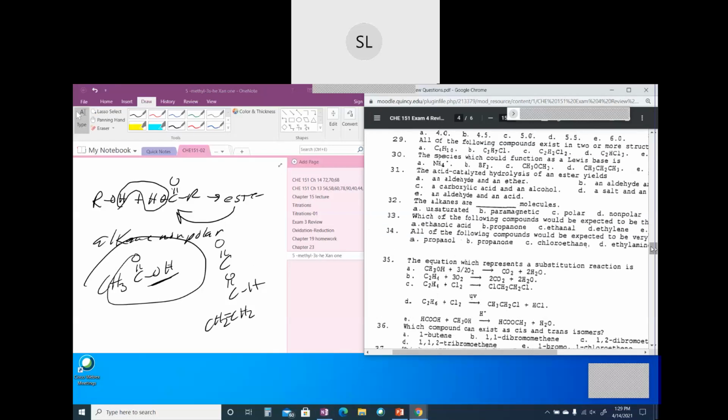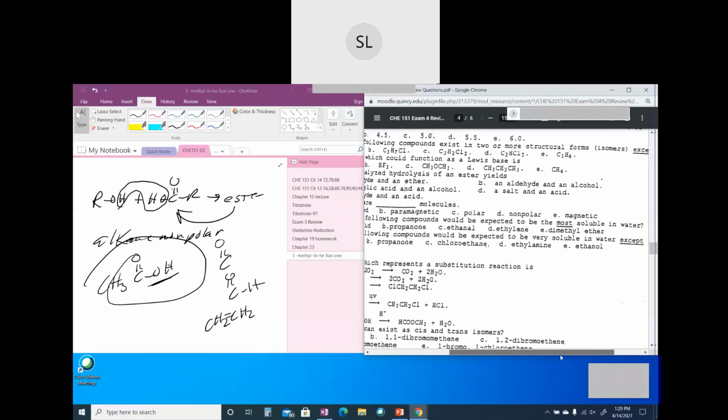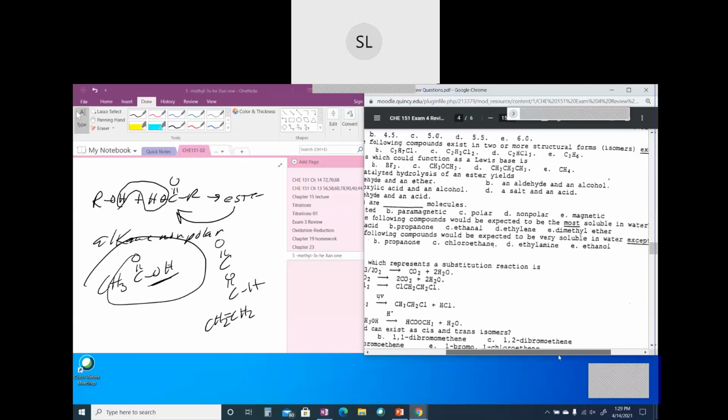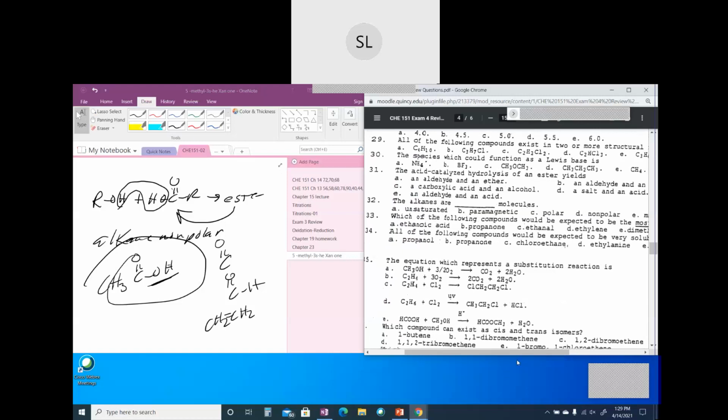All right, so all of the following compounds would be expected to be very soluble in water, except. That's a good one. Ethanol is E, and that's, of course, soluble in water. Propanol, that's got OH, that's soluble in water. Propanone, it's got a C=O, that is good. Chloroethane, not good. Chloroethane does not have an oxygen.